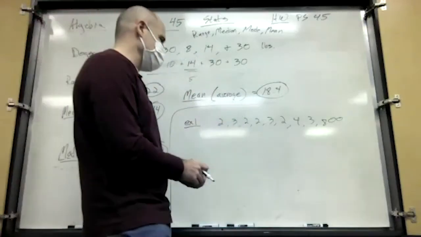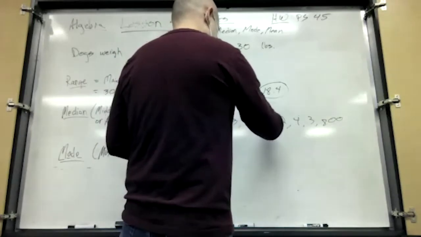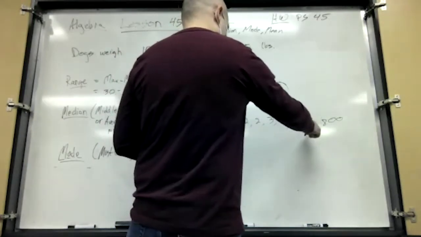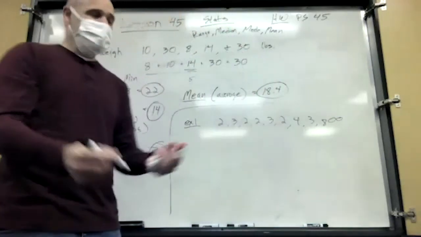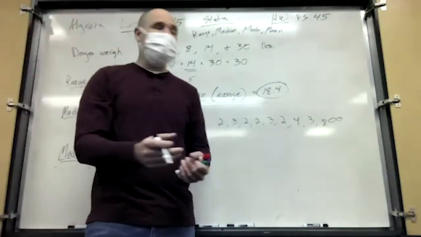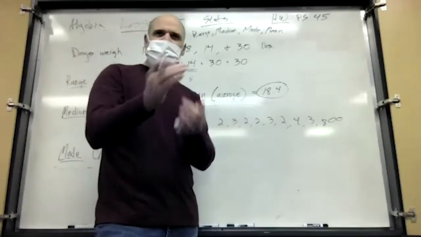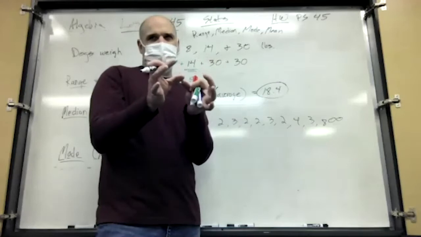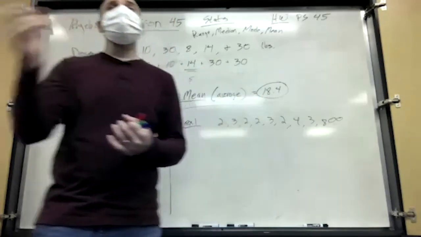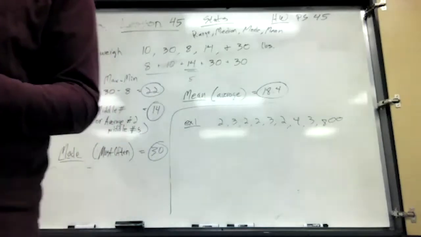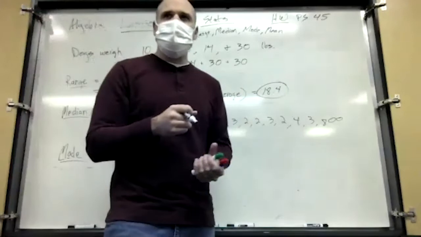And if you put these in order, then you would have 2 2 2 2, 3 3 3, 4, 800. So 3 would be the median. And then the mode is like 2. So the mode, median, and mean are all around 2 or 3. Okay? That's what we call meaningful statistics, when all those things line up. When the mode, median, and mean, those are meaningful statistics.